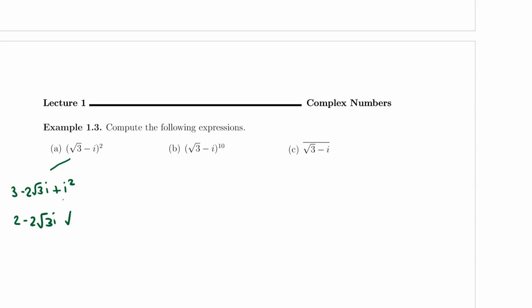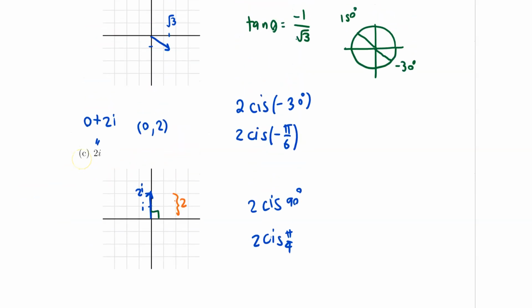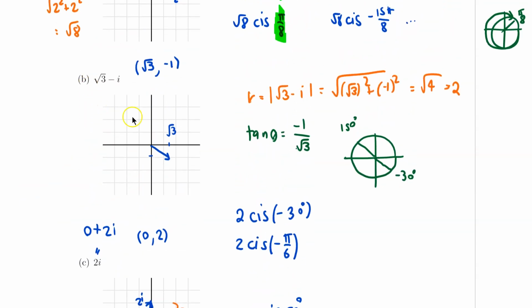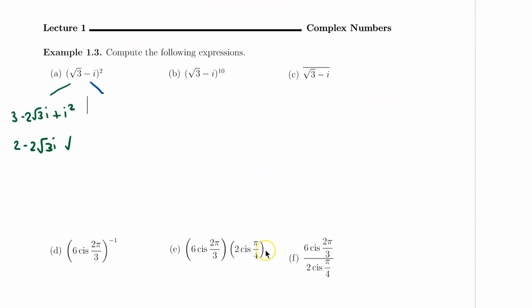Or another way that I can do this is that I can first convert square root of 3 minus i into its polar form first. Now we see from the previous example that the polar form for this guy is going to be 2 cis of negative 30 degrees, or pi over 6. So let me write this as 2 cis of negative pi over 6. If I want to square this guy, I can use the formula that we saw earlier. I'm going to square the norm here, so 2 squared is going to be 4. And then I'm just going to multiply 2 to the angle that we have here. So that's going to be negative 2 times pi over 6, which is negative pi over 3.